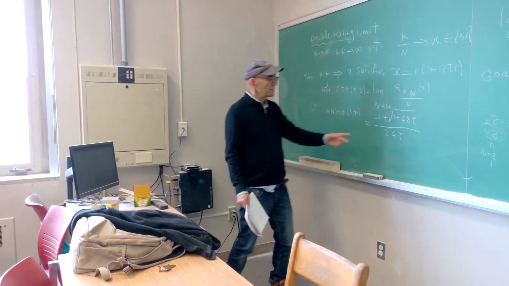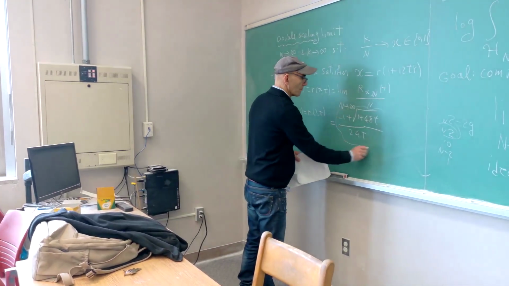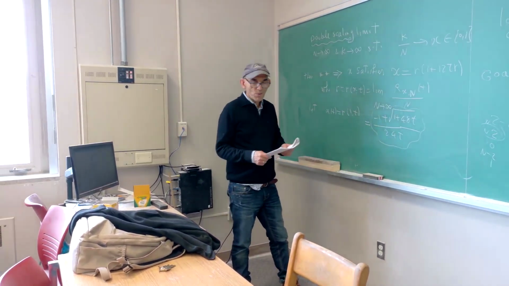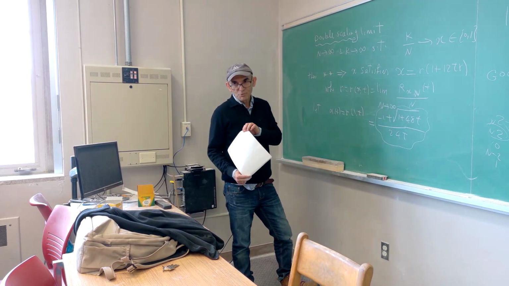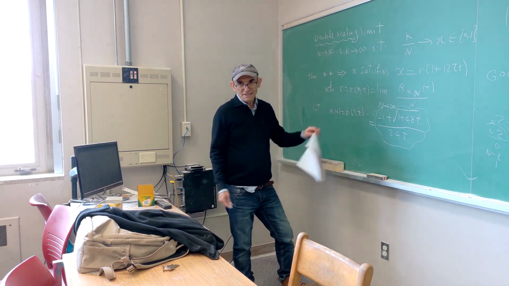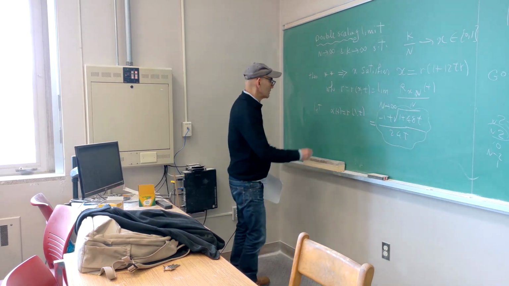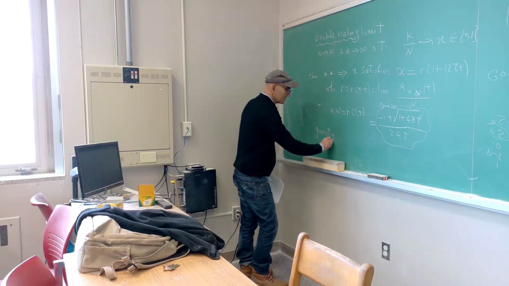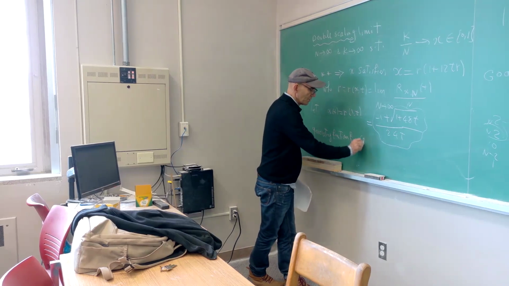Right? But this quantity we have seen before. Do you remember where we have seen this? We have seen it when we were proving the Wigner semicircular law. This is the generating function for Catalan numbers, essentially.